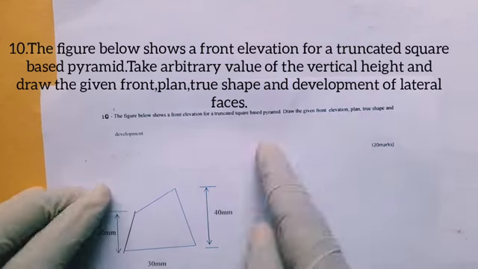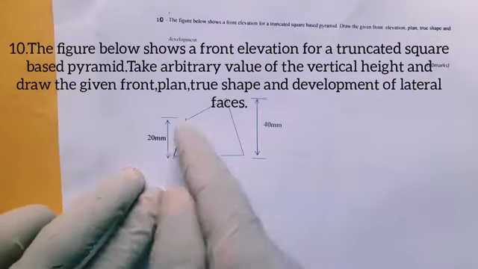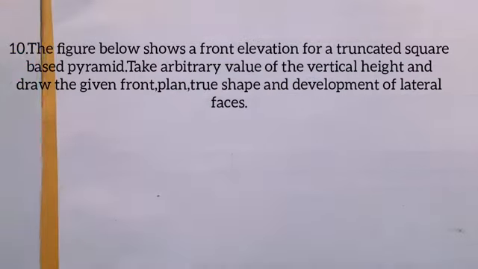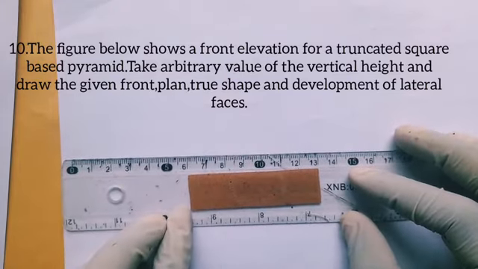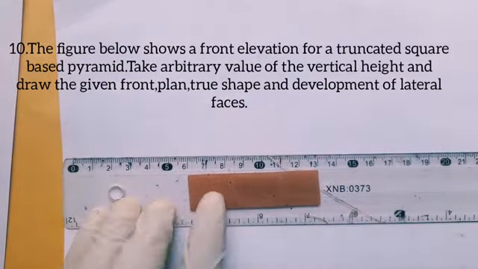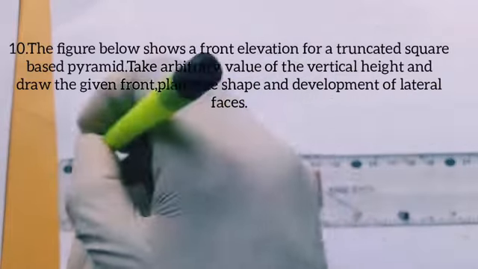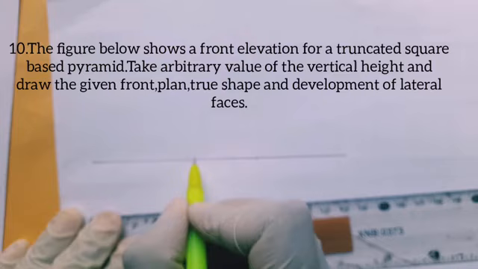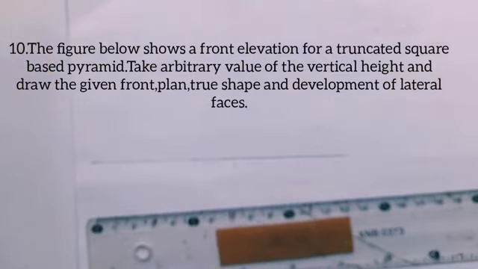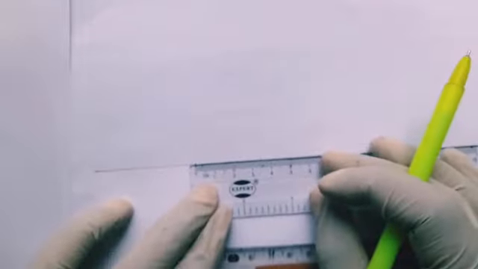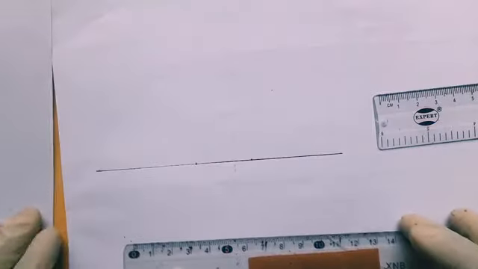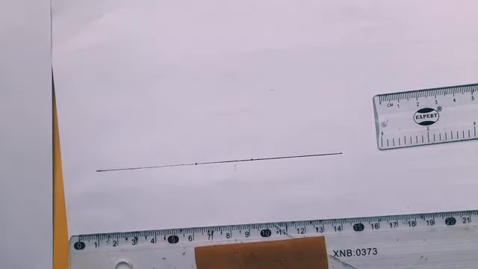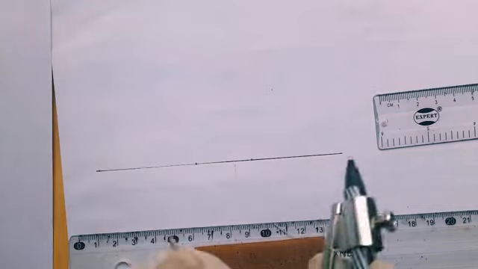This next question, we are going to draw a plan of given front elevation of a truncated square-based pyramid. So our front elevation is as it is. So we can draw the base here is 30. Now let's get the center line.